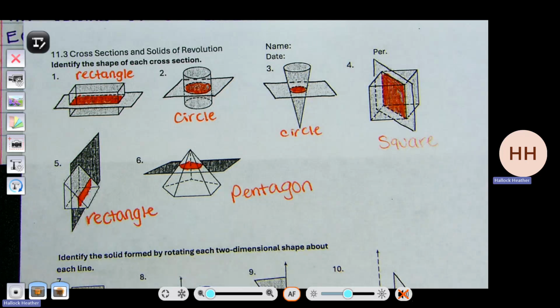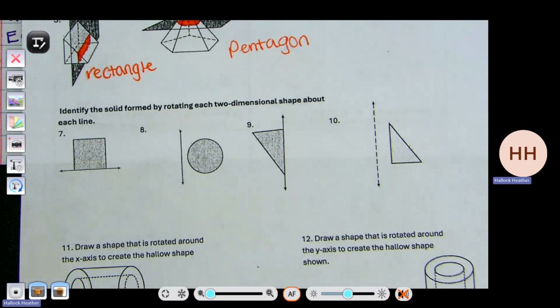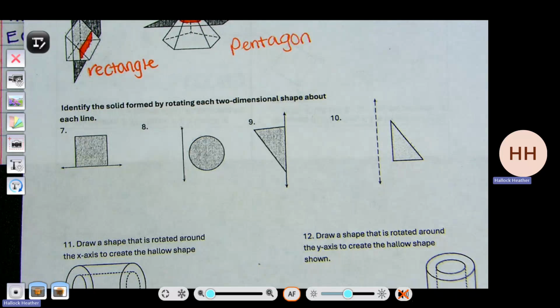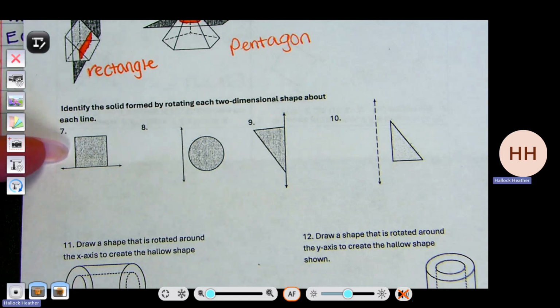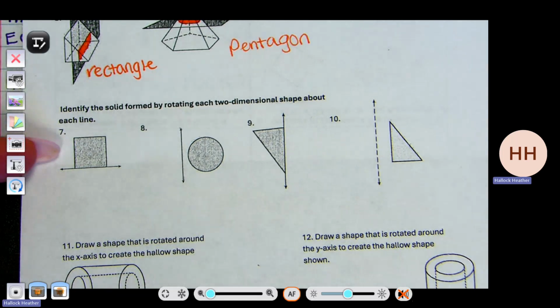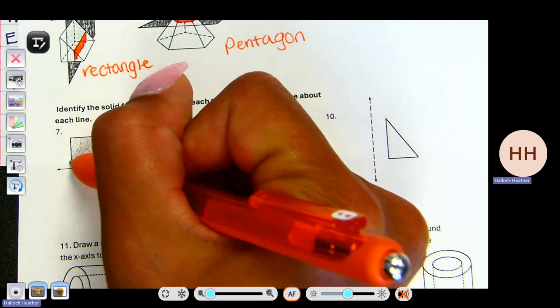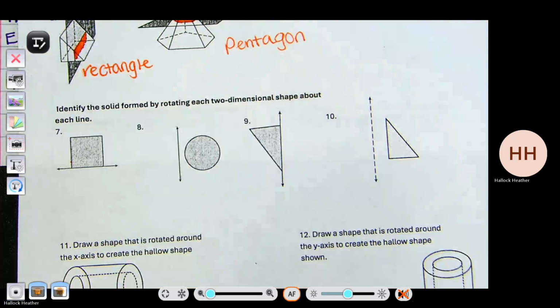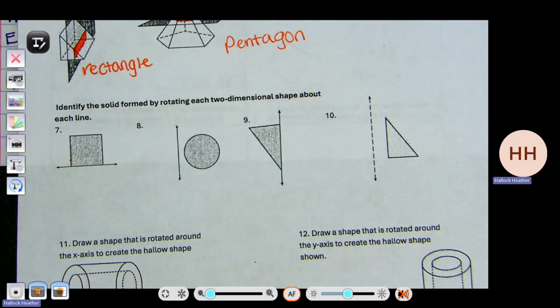Okay, now this is where it gets a little tricky. What we're going to do is rotate a 2-dimensional shape around a line to make a 3-dimensional shape. So if I take a square or a rectangle, and I rotate it around, does anybody think they know what 3D shape would be created? Not a prism, not a cube. A cylinder.